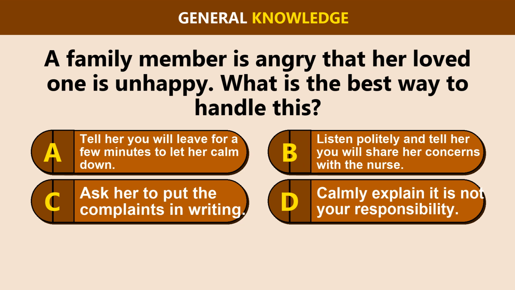Question 13. A family member is angry that her loved one is unhappy. What is the best way to handle this? Option A, tell her you will leave for a few minutes to let her calm down. Option B, listen politely and tell her you will share her concerns with the nurse. Option C, ask her to put the complaints in writing. Option D, calmly explain it is not your responsibility.